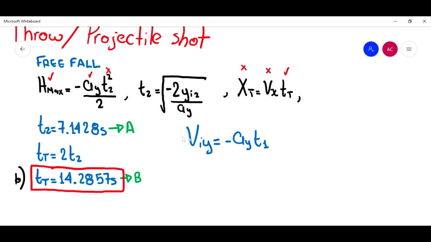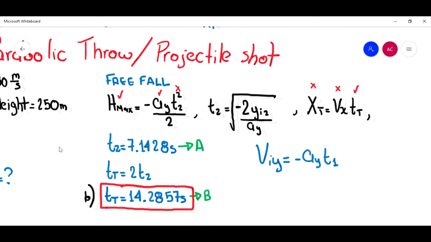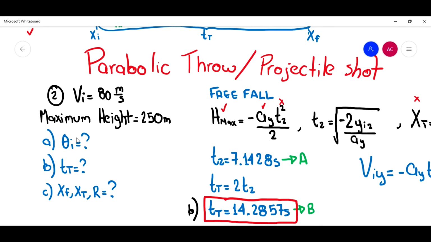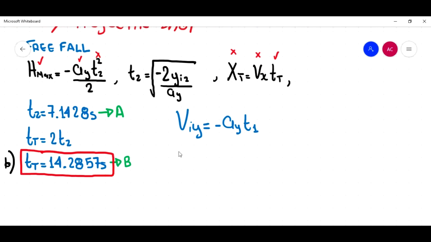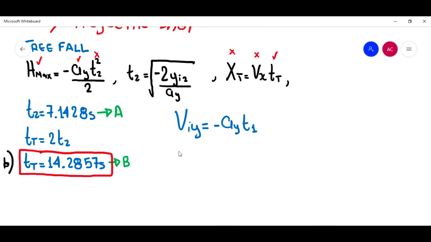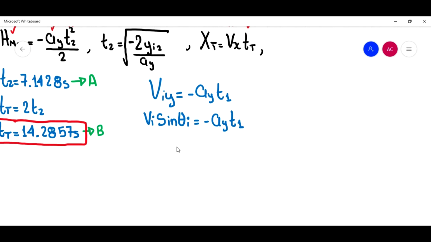Okay, but I don't want the initial velocity in y. What I want is the angle, the initial angle. And remember that initial velocity in y equals initial velocity that multiplies the sine of the initial angle, and this is going to be equal to minus acceleration in y that multiplies time 1. So from this equation, I'm going to isolate the sine of the initial angle. So sine of initial angle equals minus acceleration in y that multiplies the time 1 over initial velocity.